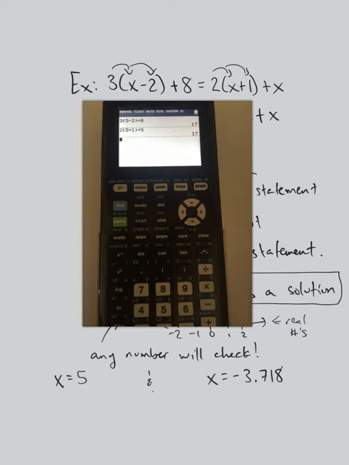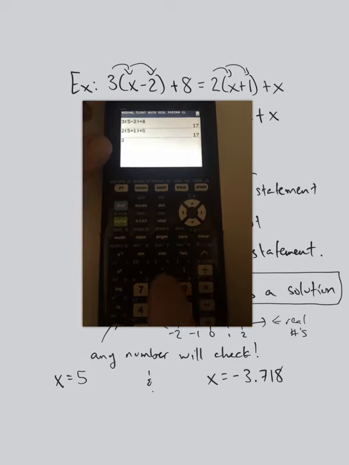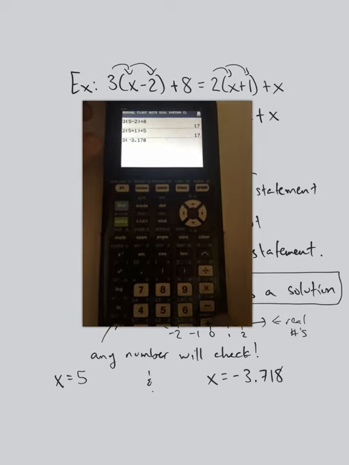So now let's check with this -3.718. We're going to plug it into each side here. It's just more typing to do, but we have 3 times -3.718. Remember to use that negative key. Minus 2, so then you use the subtraction key, and then plus 8. We're going to get a strange decimal number. Don't worry about that. Hopefully we'll get the same thing on the right side.